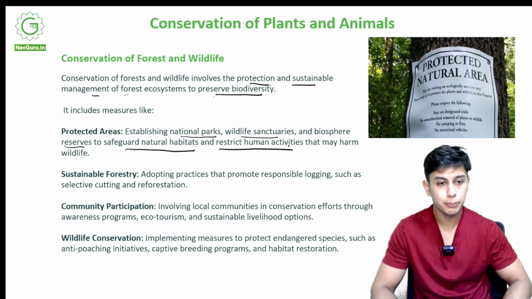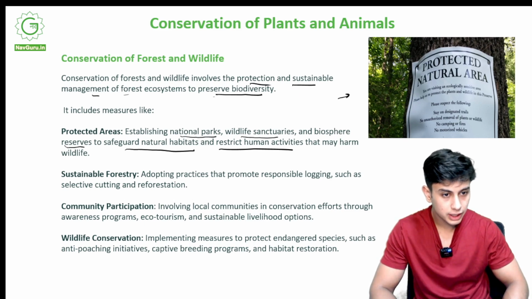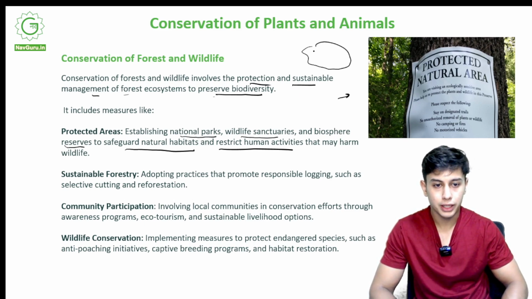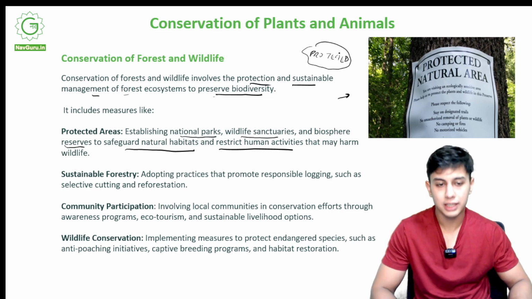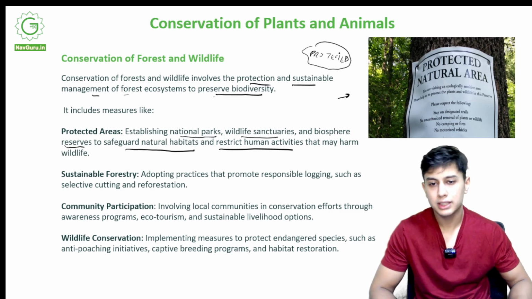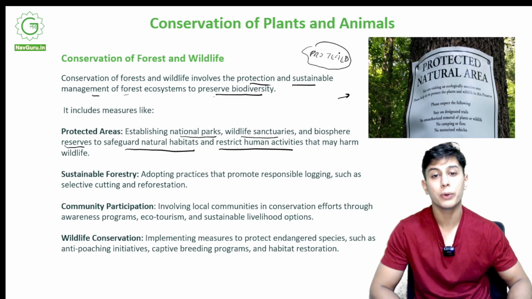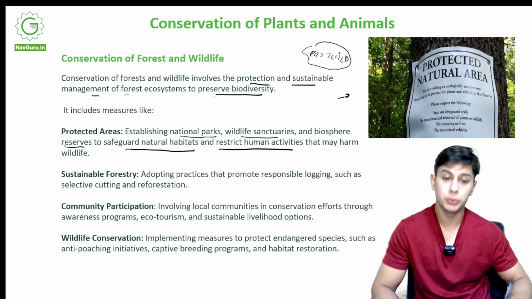Thus we make a protected area. See over here, protected natural area. We mark certain areas of land as protected so that whatever animals are living there, whatever plants are there, whatever birds are there, are kept as it is. We do not harm them. This is called protected areas, protected from human touch.